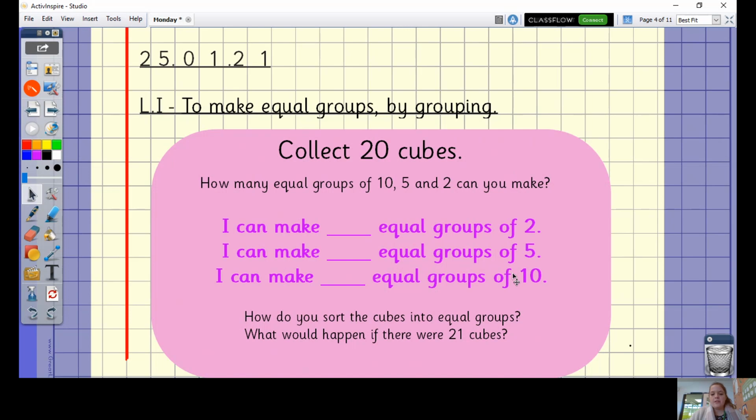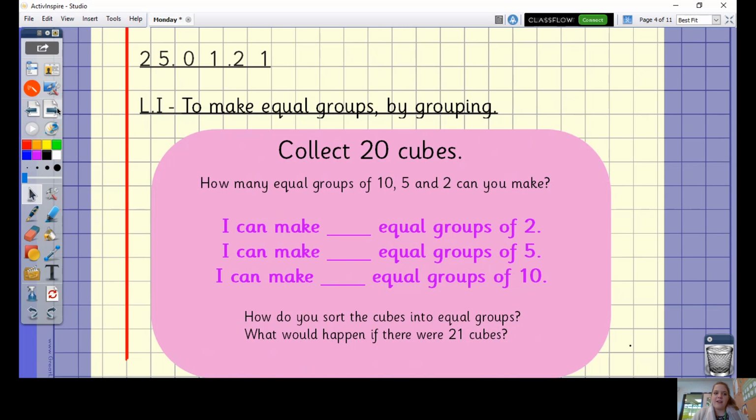Okay, so just some questions. How do you sort the cubes into equal groups? How do you make sure your groups are equal? And as a bit of a challenge, what would happen if there were 21 cubes? Would you still be able to make equal groups of 2, 5 and 10? Okay, pause the video here and just have a go at doing those few things for me.